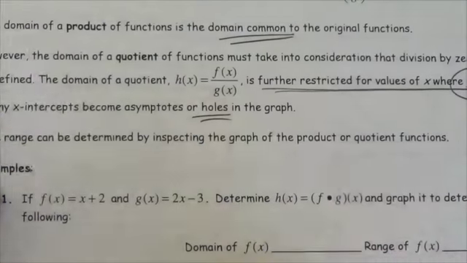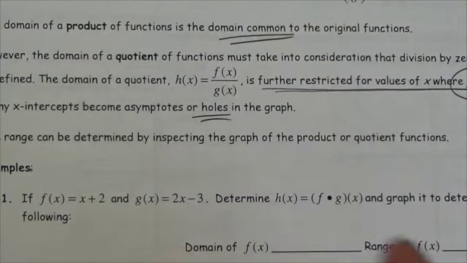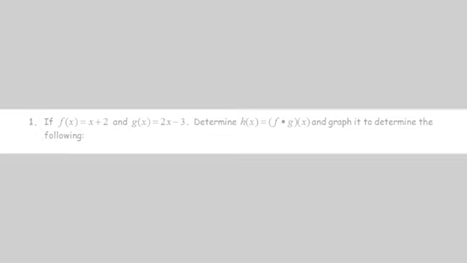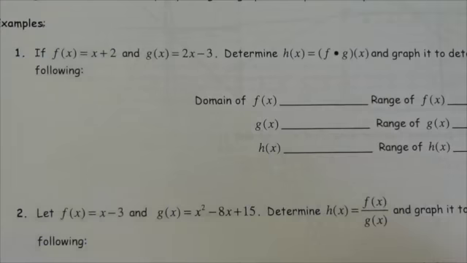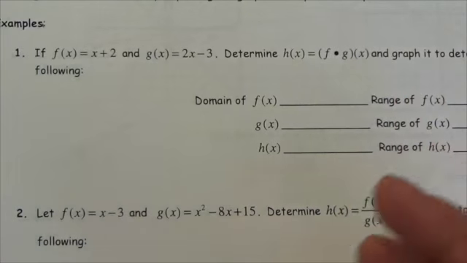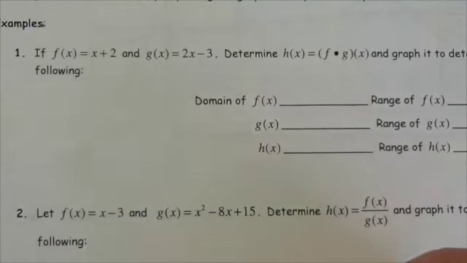So now we're just going to run through some questions that basically mirror what we did with adding and subtracting. We're just now going to look at it in terms of multiplication and division. If f(x) is equal to x + 2 and g(x) is equal to 2x − 3, determine h(x), which is equal to (f·g)(x), and graph it to determine the following. All right, so let's just jump right in here and inspect for ourselves what the domain and range are of the constituent functions and then the product here.